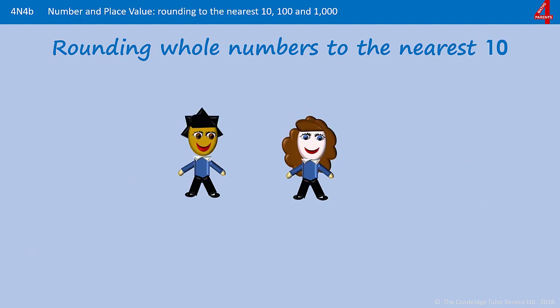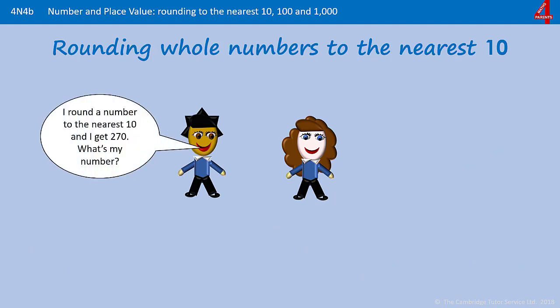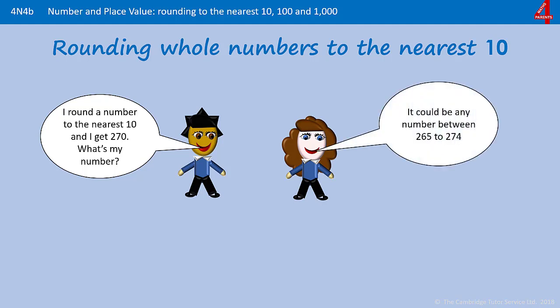If you're feeling confident, have a go at this one. Hassan has a number which he's rounded to the nearest 10 and he's got 270. What could his number be? Bethany says it could be any number between 265 and 274. Is Bethany correct? Let's have another look at a number line.